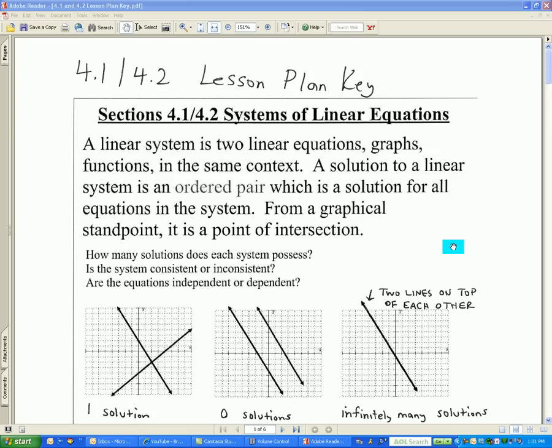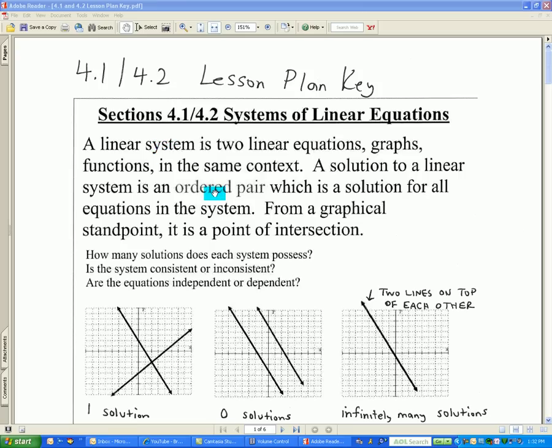Okay, ladies and gentlemen, we're looking at section 4.1 and 4.2. This section deals with what are called systems of linear equations. Now, by definition, a linear system is basically nothing more than two equations of lines. So you remember your y equals mx plus b? If I have two of those and I'm looking at them at the same time, that's called a linear system.